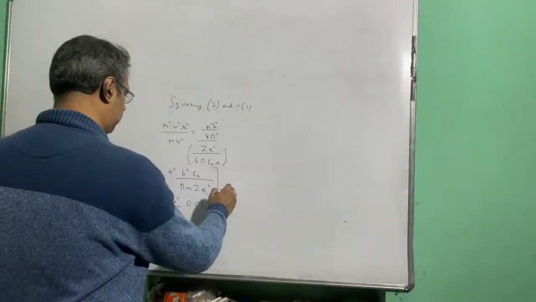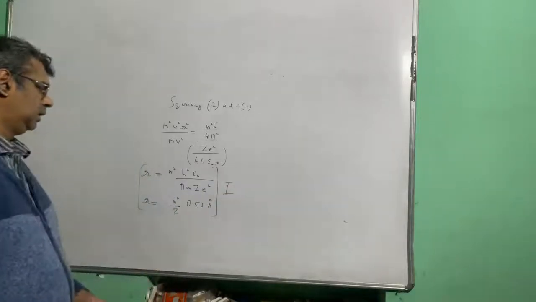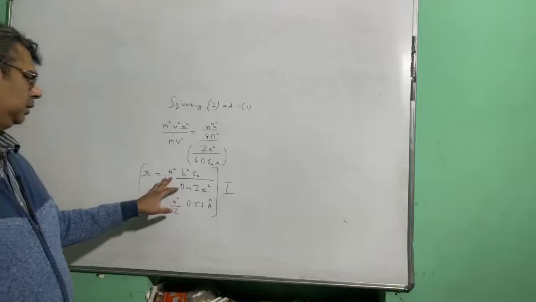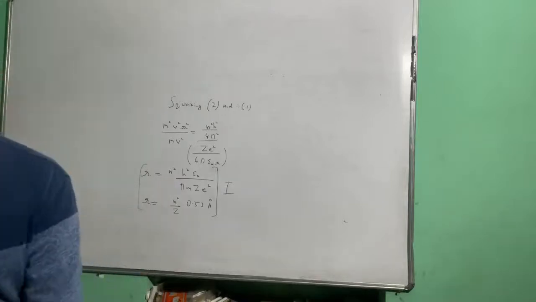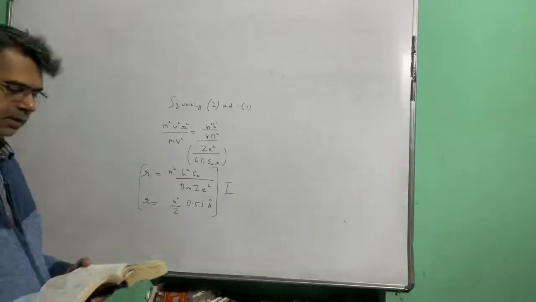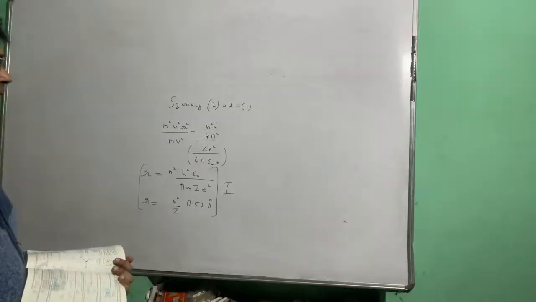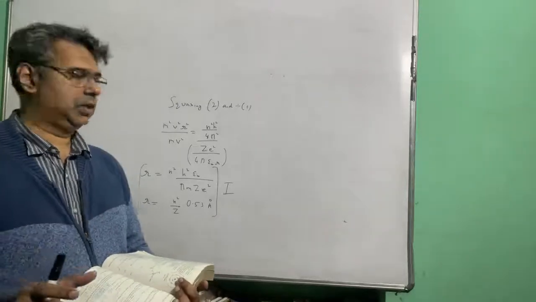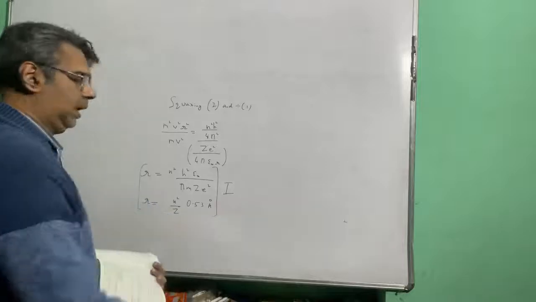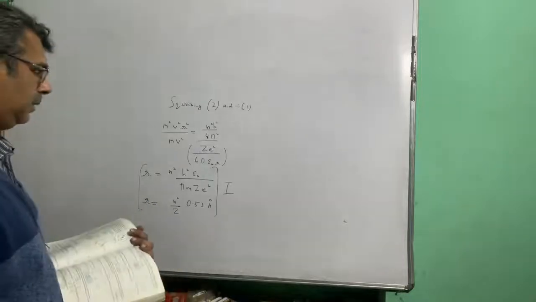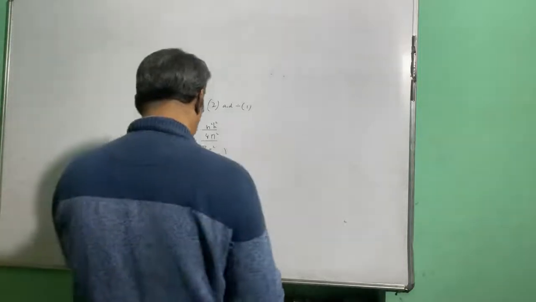So I am calling this number 1, the formula for r in terms of Bohr radius. So we have developed the first combination of formulas, radius and in terms of Bohr radius. Now we need to do it for velocity.